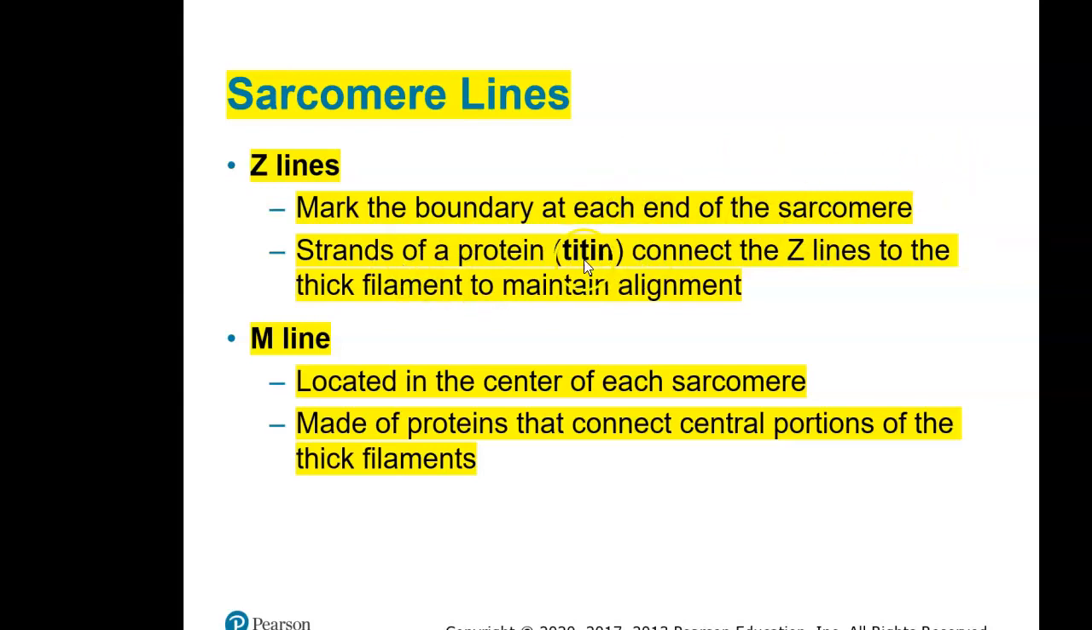The little green protein that was kind of wavy in the image is called titin. Titin connects the Z-lines to the thick filament, or the myosin. The M line is at the center of the sarcomere, and it also forms the central portion of the thick filaments, or the myosin filaments.